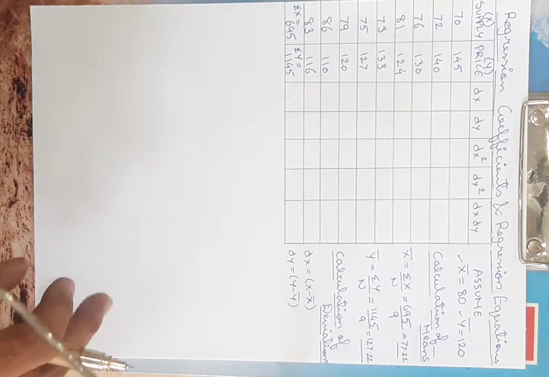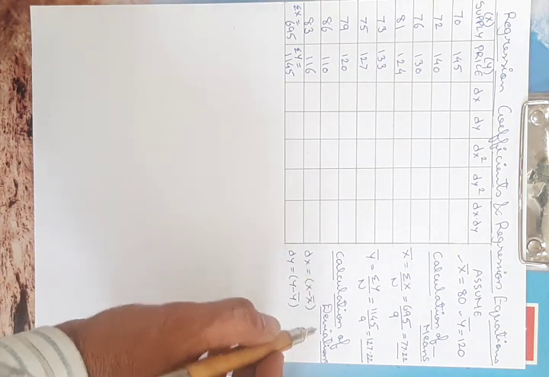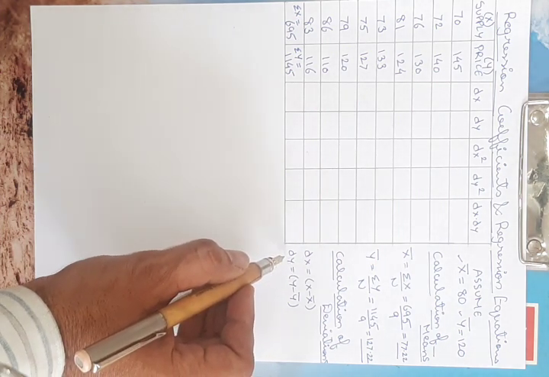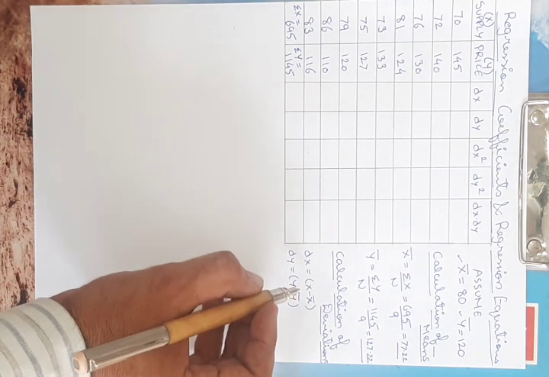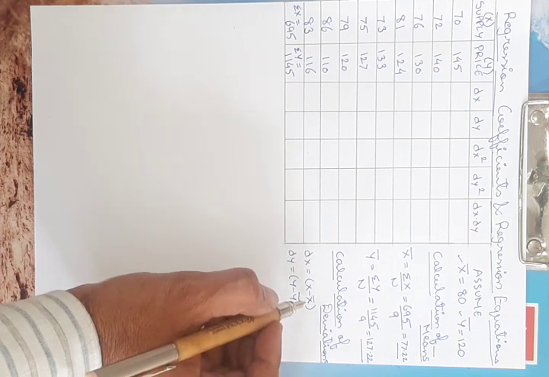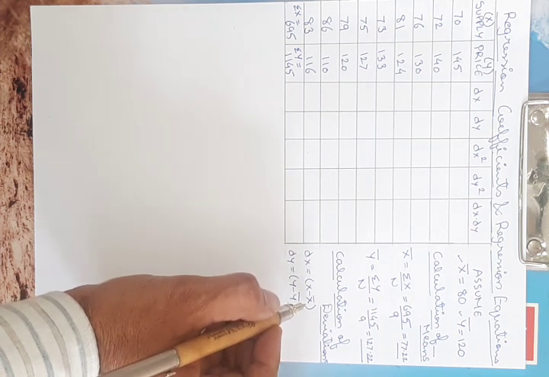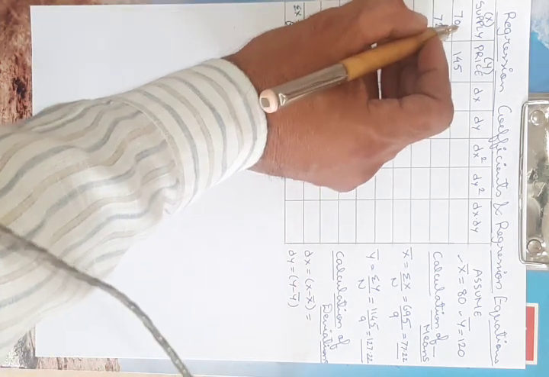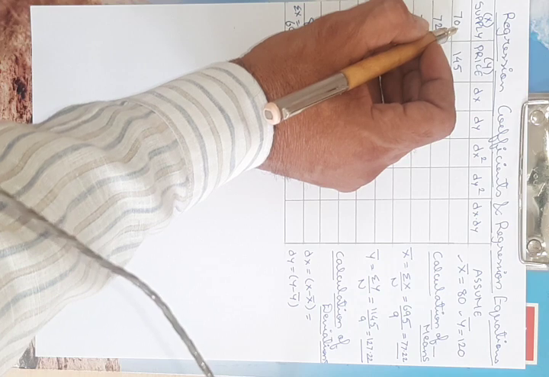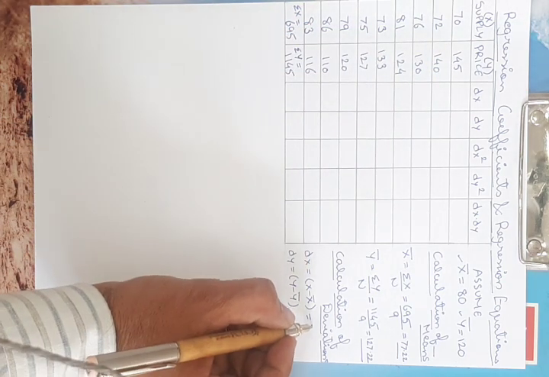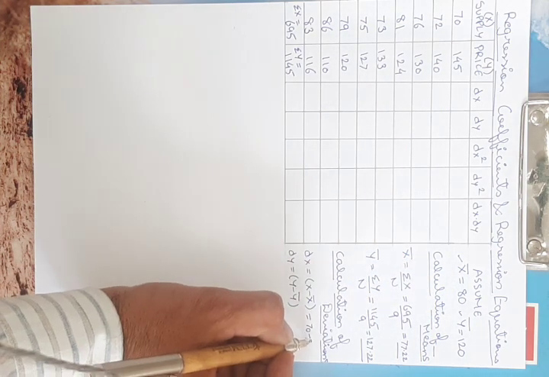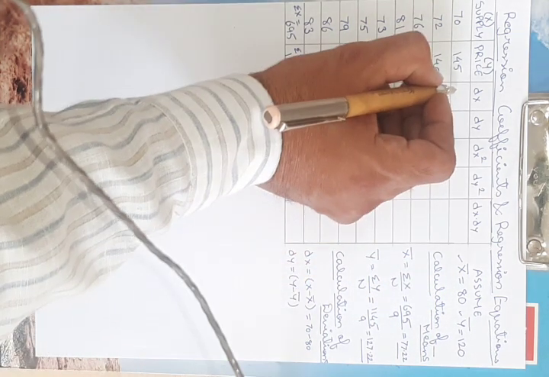Now the next point is the calculation of deviations, that is dx as well as dy. dx means the deviation of x from the mean. How is it calculated? By the formula x minus x bar. Let us say the first observation is 70. So we take 70 minus the assumed mean. What is the assumed mean? The assumed mean is 80. So 70 minus 80 comes out to be minus 10. I'll write this here as minus 10.